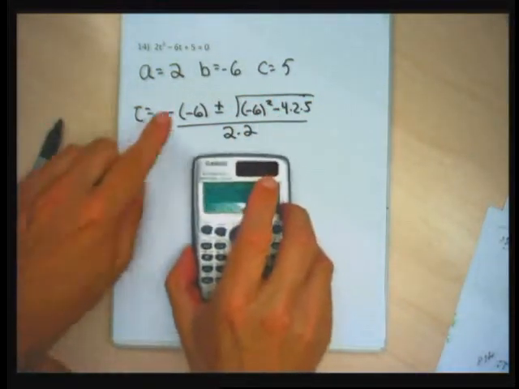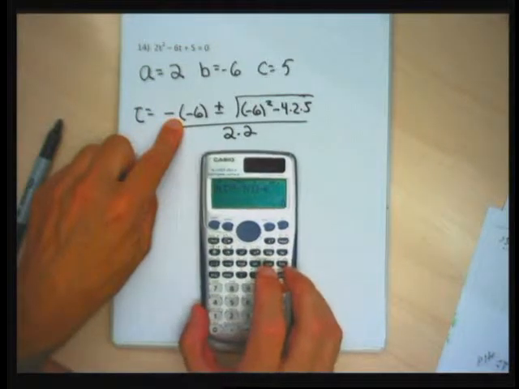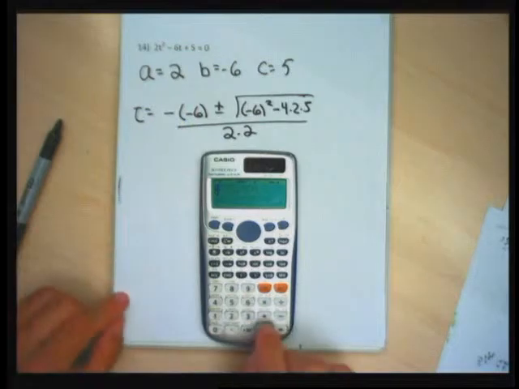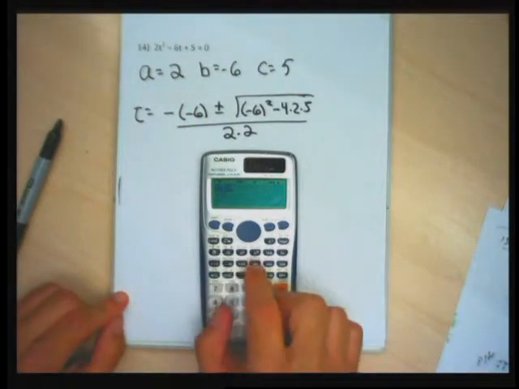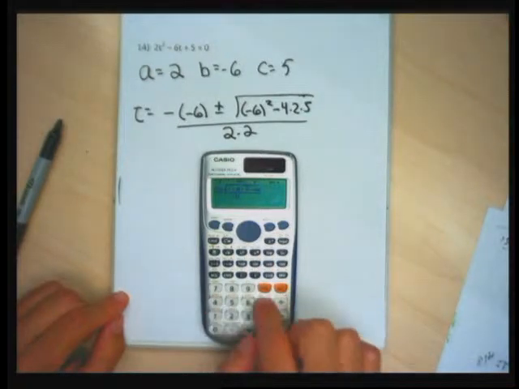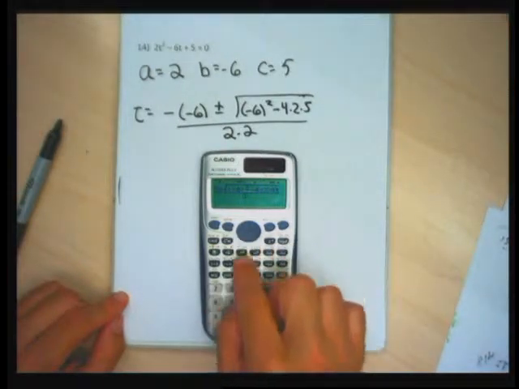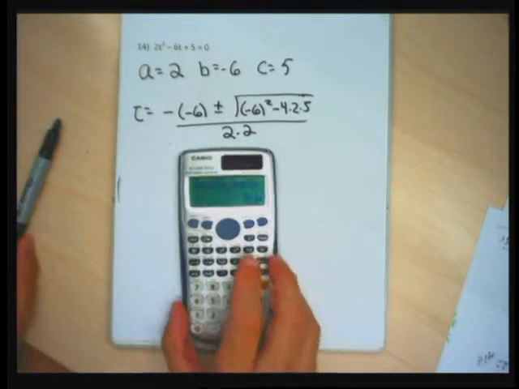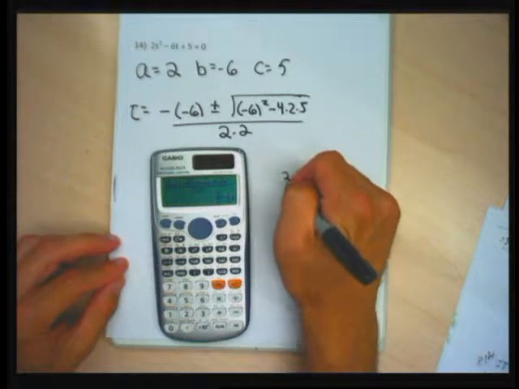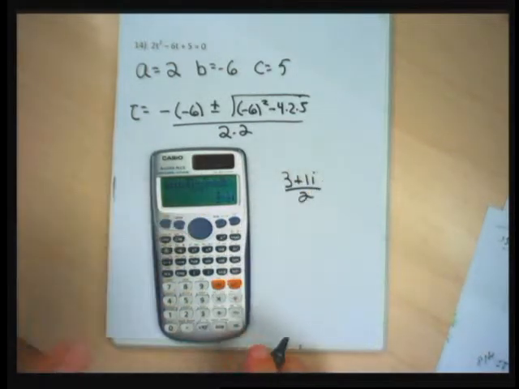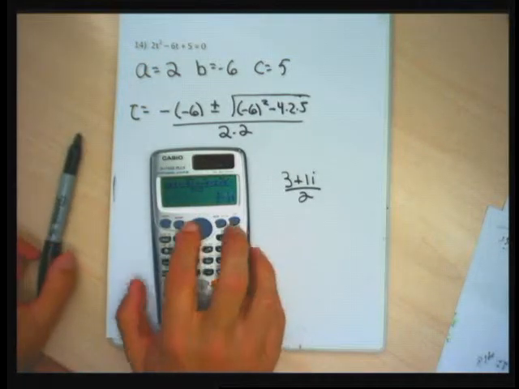On my calculator, I could just as well enter that as a positive 6 rather than typing the double negative, because I could turn to positive 6. So I'm going to go positive 6 plus square root parentheses negative 6 squared minus 4 times 2 times 5 over 2 times 2. And I get, I'm going to write it like this. I'm going to write it 3 plus 1i over 2 as opposed to my calculator's answer. The calculator answer is fine. It's just not what I would normally get if I was doing it by hand.